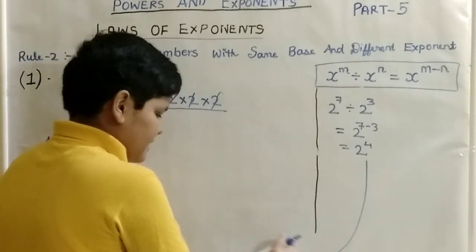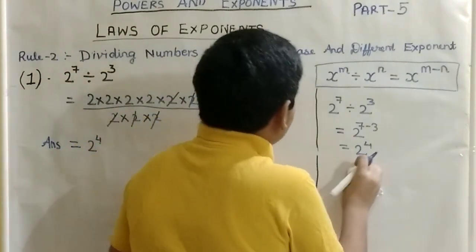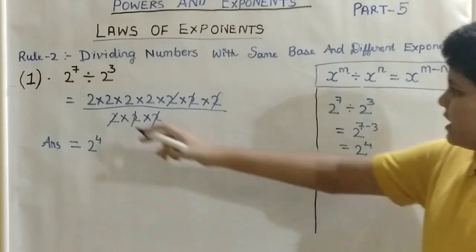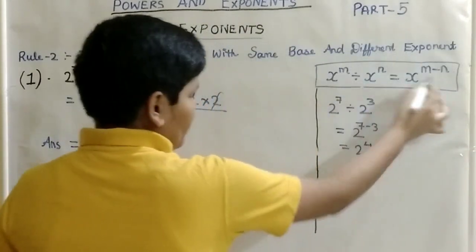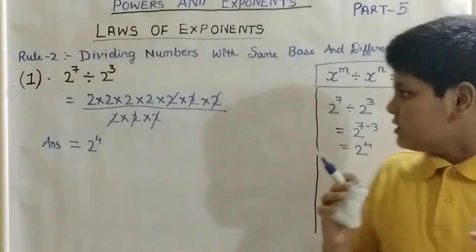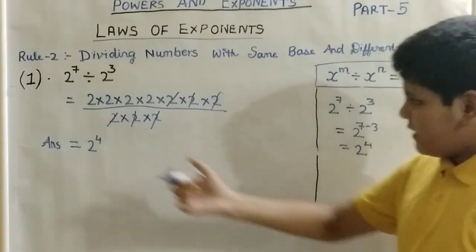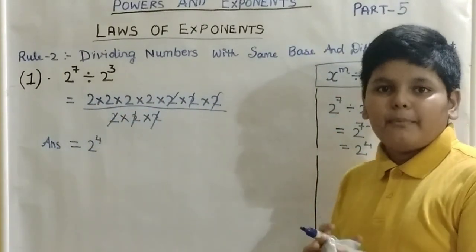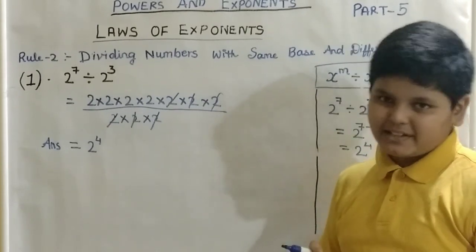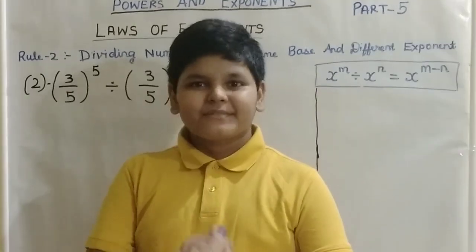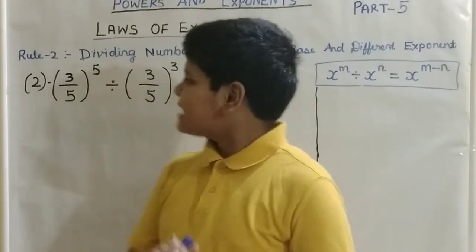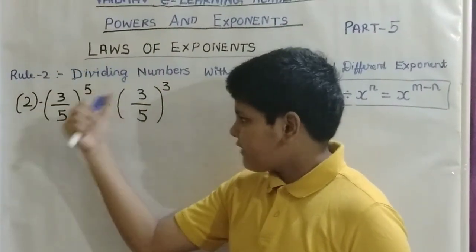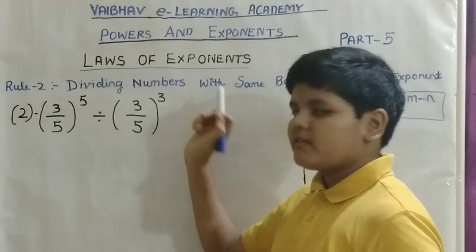So we can say that whatever I have done by the traditional exponent way is correct, and what we have done by our law way is also correct. So I hope you have understood our first example. Now we are going to take one more example of a rational number and see whether this law applies or not. So we have our second example, that is 3 by 5 to the power of 5 divided by 3 by 5 to the power of 3.